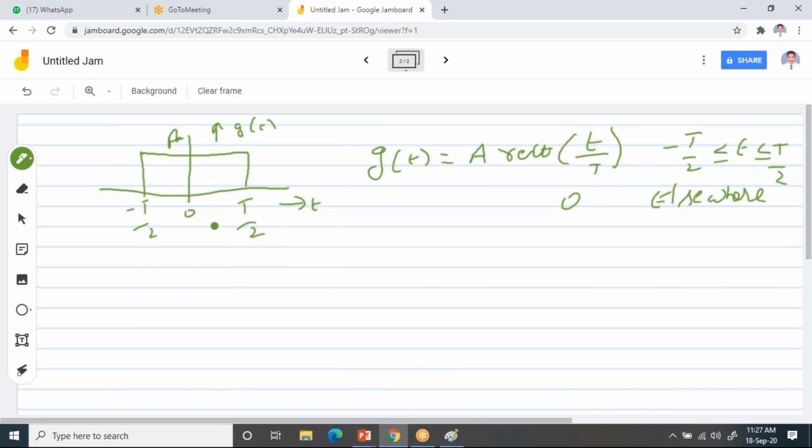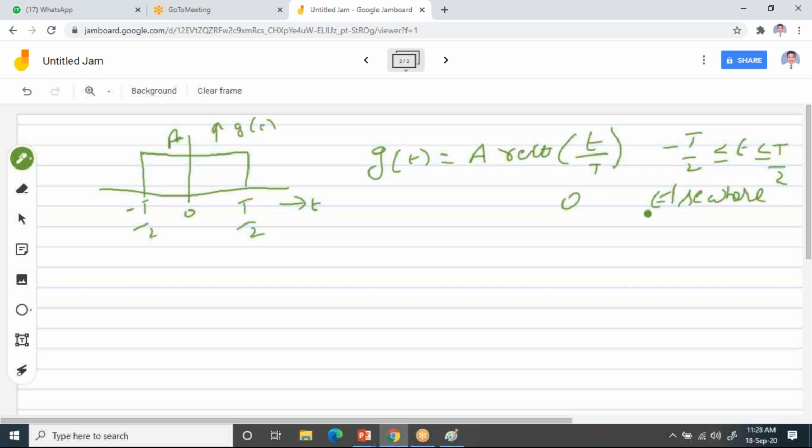This capital T is nothing but the time period of this pulse. The rectangular pulse is existing from minus T by 2 to T by 2. So the pulse width, or the duration of this rectangular pulse, is T. And here A represents the amplitude of this rectangular pulse. So for this rectangular pulse of amplitude A, which is existing from minus T by 2 to T by 2, now you need to calculate what should be the Fourier transform for this.